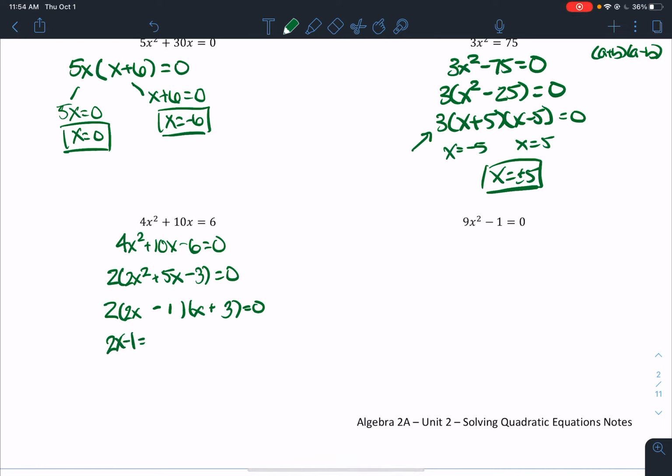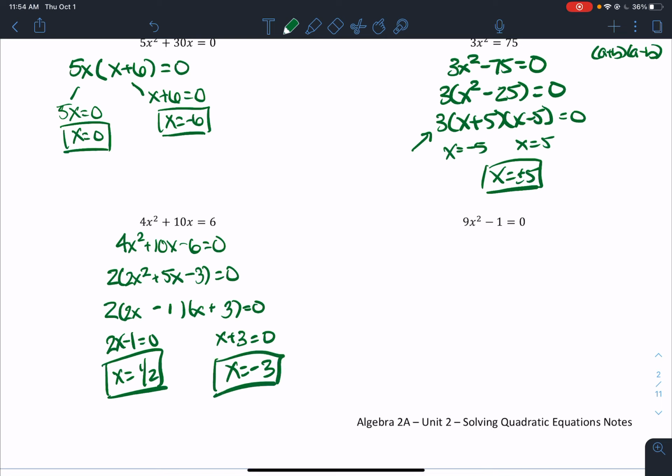So 2x minus 1 equals 0, so x equals 1/2. And x plus 3 equals 0, so x equals negative 3. Lastly, we should recognize this one as a difference of two squares as well. We have 9 and 1, both of those are perfect squares. So following that pattern from earlier, my a squared is 9x squared, so my a would be 3x. The square root of 1 is 1, so plus 1, minus 1. So x equals plus or minus 1/3.